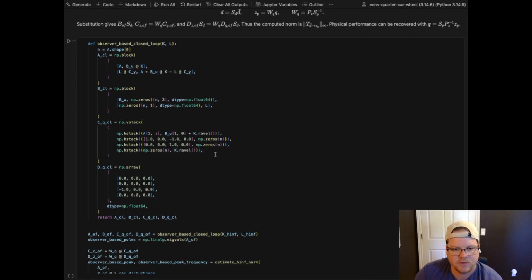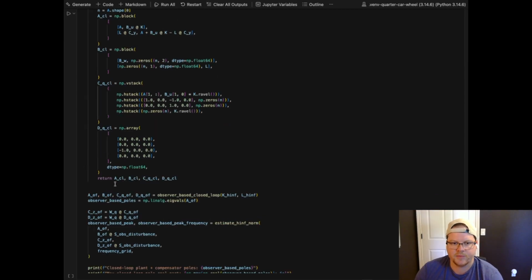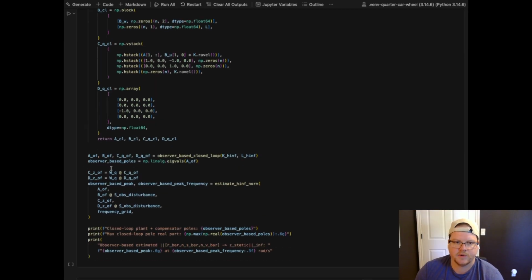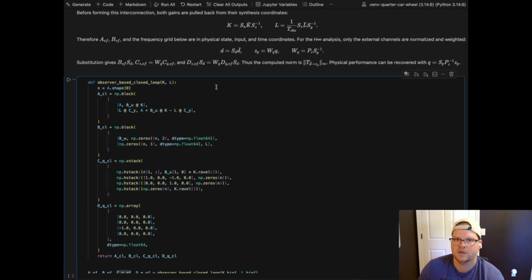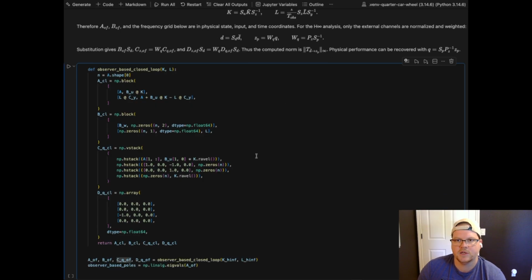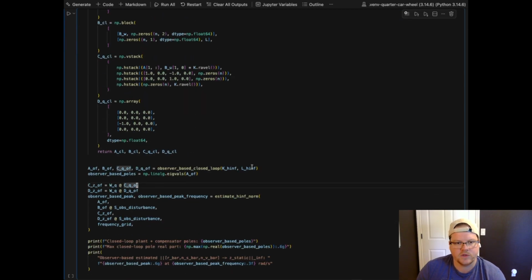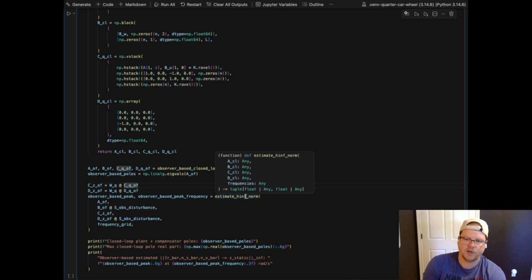And so we have the observer-based closed loop system, and then our poles. And then that's where we're using the WQ to get the CZDZ of the output feedback from the WQ that was here. So that inverse pullback on the performance and then pushing it onto the performance scaling for that WQ. And then similar function as before, where we're sweeping over the frequencies for estimating the H infinity norm.